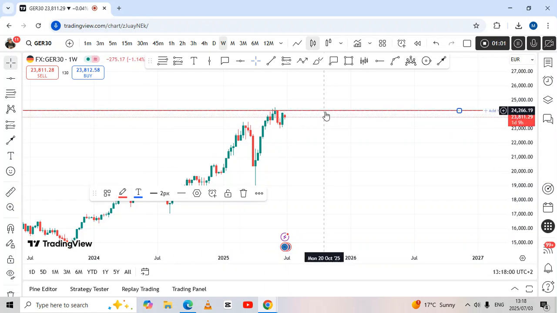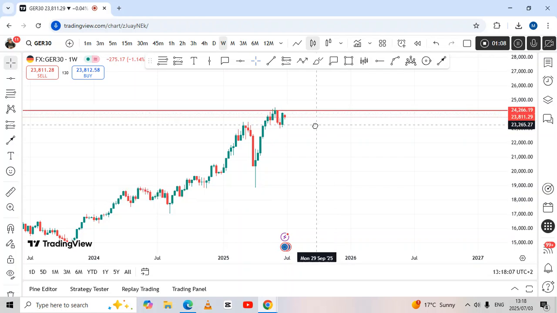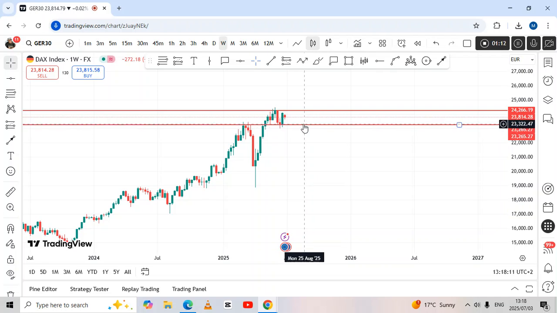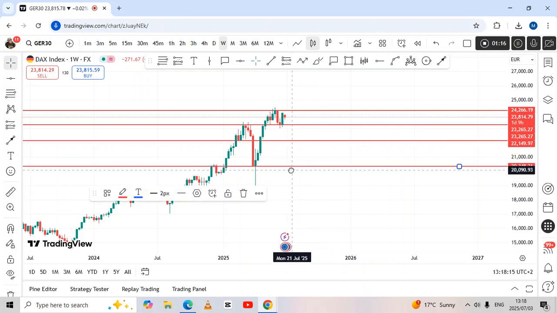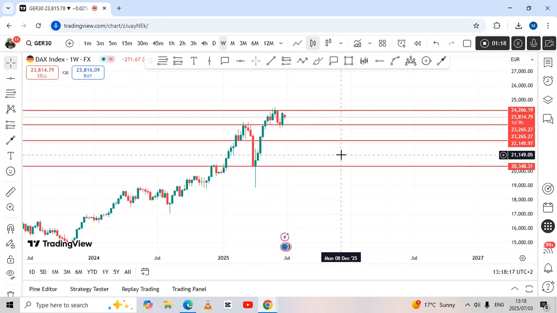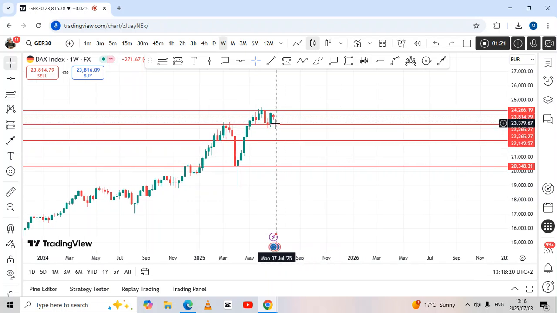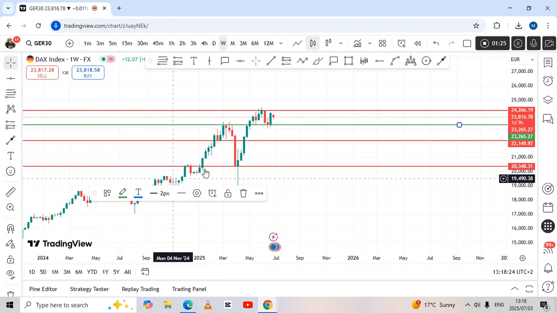Reason being said is because obviously all of the indices, they've been buying, they've been bullish. US 30 has been bullish. Nasdaq has been bullish. So now your German 30 is a slow reactor, a late reactor, I can say. So yeah, right now I'm looking for buying opportunities on German 30.